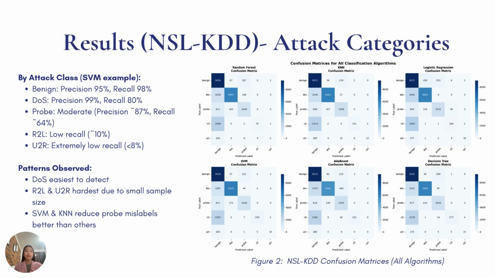So moving on to attack categories, breaking down by attack type, benign traffic and DoS were detected with high precision and recall. Probe attacks were moderately detected. Root to local and user to root were the hardest, with recall often below 10%. This highlights how class imbalance and the variety of samples make multi-class intrusion detection much harder.